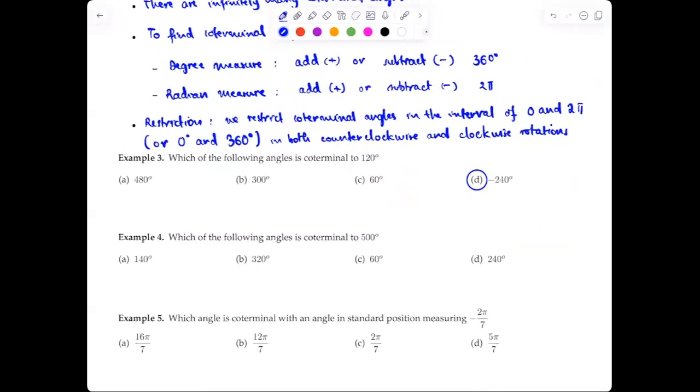All right. The next question is finding the coterminal angle of 500 degrees. If you add 360, it's way off the chart, right? It's not between 0 and 360 anymore. So what you do is subtraction. 500 minus 360, what do you get? 140. Therefore, that is the answer. That is A.